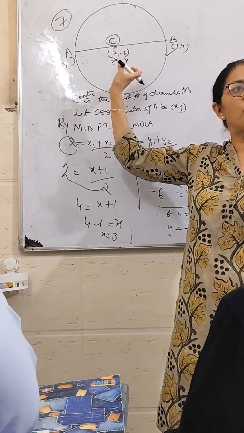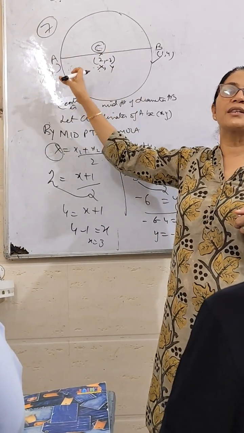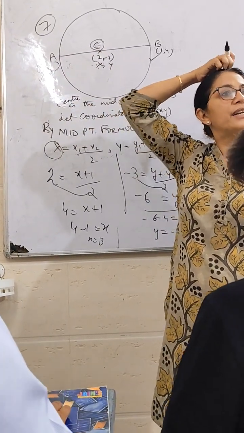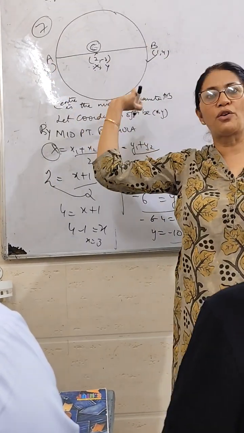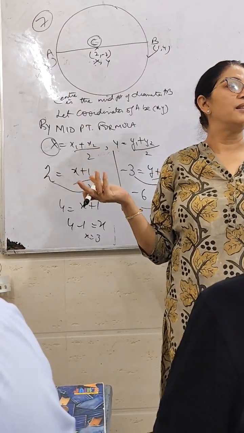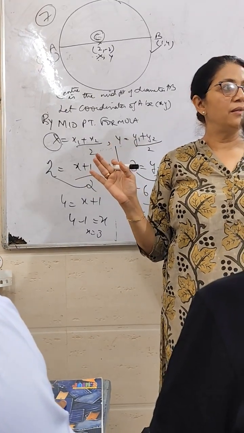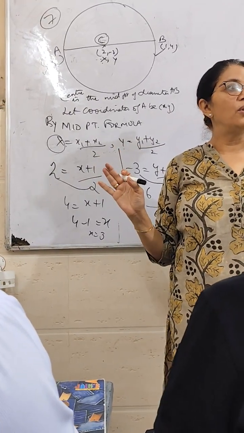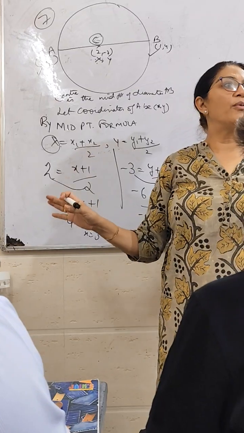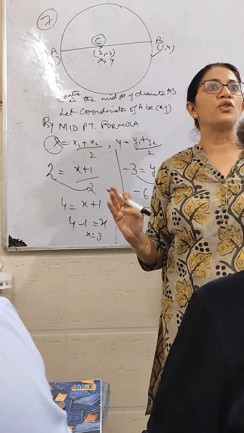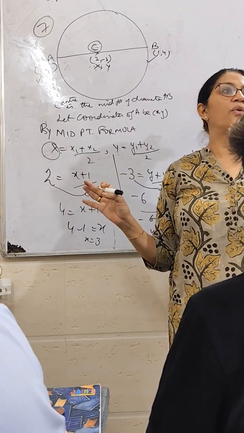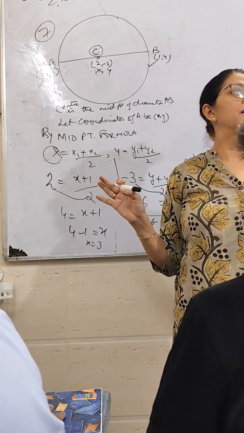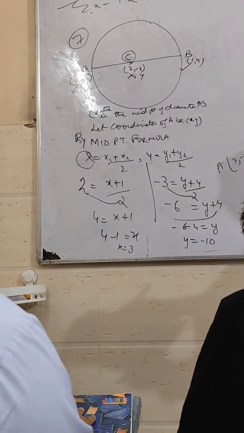They can even give you the endpoints of the diameter and ask you the center. Then you will use the midpoint formula. If both endpoints are given, add them and divide by 2, and you get the center. And if the center and one endpoint are given, you can find either of the two points, isn't it? Am I clear to everyone? Every time, whatever formula you are using, whether distance, section or midpoint, you have to write it down. That is necessary.